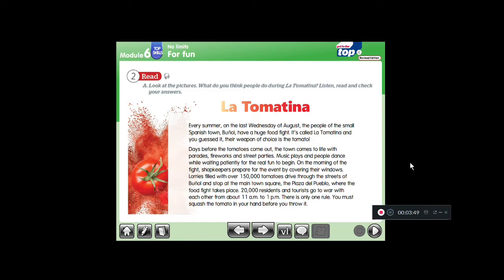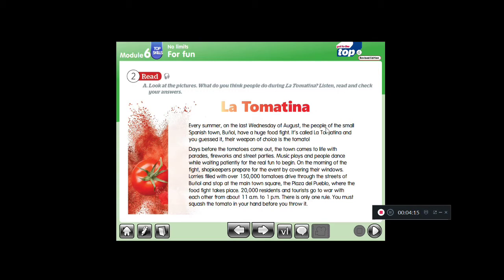Okay, so in this part we have important information. For example, we have the date. When does the event take place? ¿Cuándo este evento va a tomar lugar? We have every summer on the last Wednesday of August. Ok, tenemos la información de cuándo. Ahora, también nos solicitaban información sobre el lugar. Por supuesto que también nos hablan acerca del lugar.